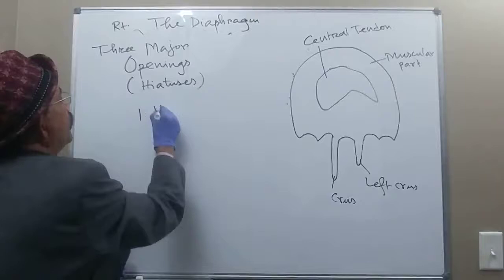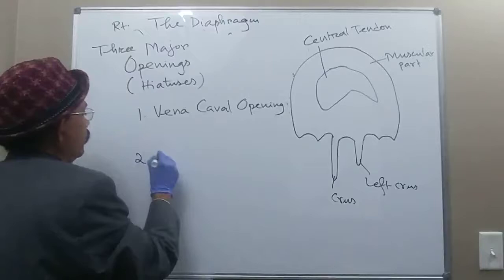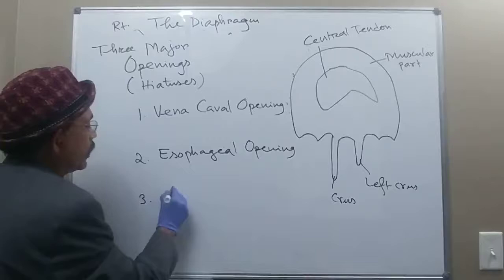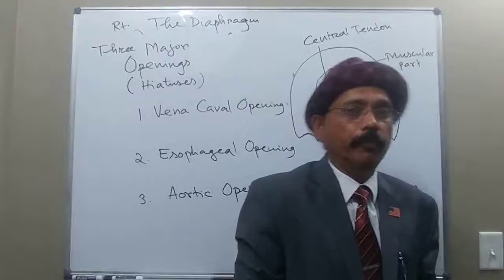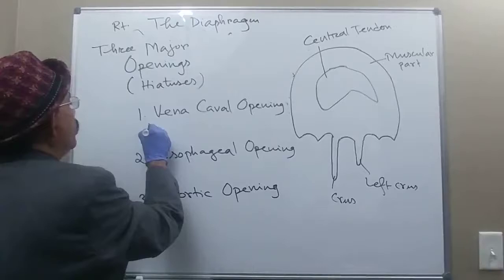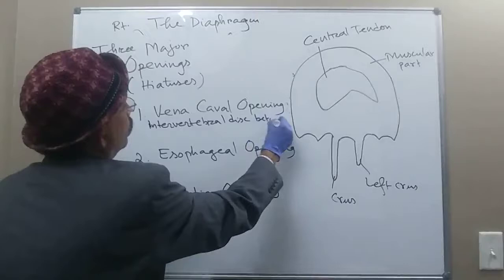One is the vena cava opening. Number two, we have the esophageal opening or hiatus, same thing. Then we have the aortic hiatus or aortic opening, same thing. We must know the vertebral level of those major openings and the contents of those openings. First of all, vena cava opening: it is at the level of the intervertebral disc between T8 and T9.